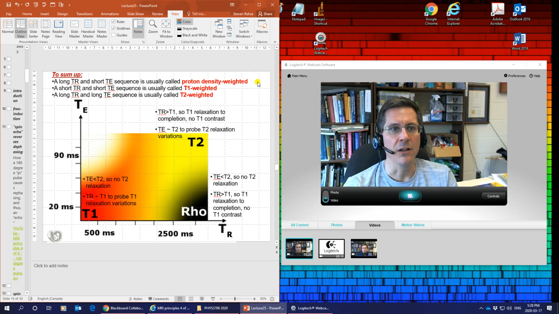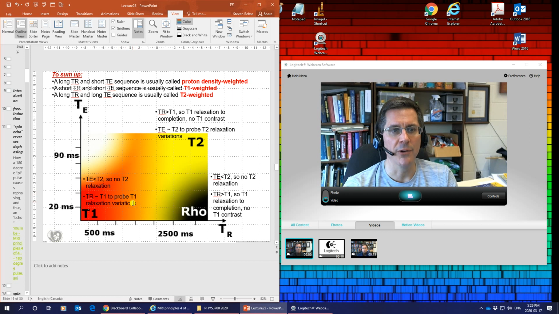So if I want this proton density weighted, I need a long TR and a short TE. That's out here on this edge of the graph where it's black: long TR, very short TE is down in this corner. On the other hand, if I want T2 weighted, I want long TR but long TE. That moves you up to this area up here. And if you're down in this corner, then I have short TR and short TE, and that'll be a T1 weighting. And I just explained why these are so before.